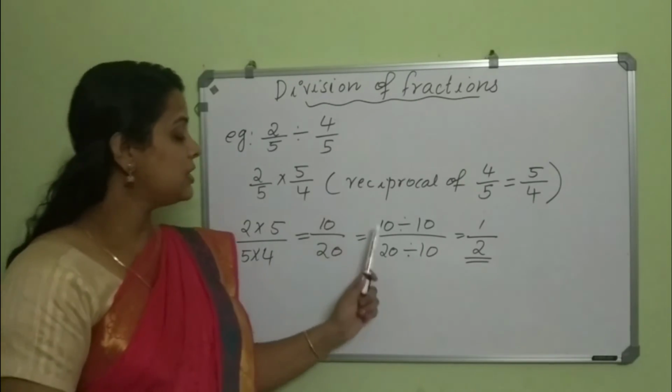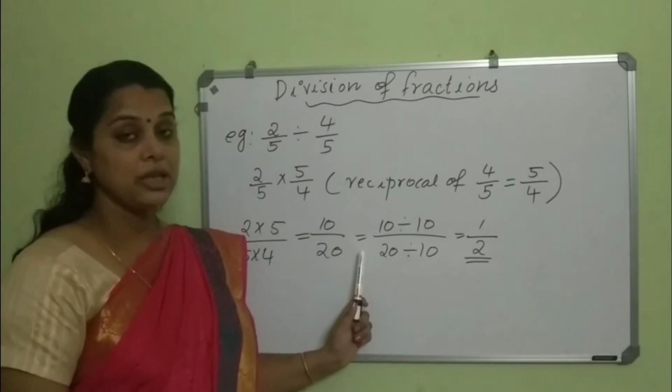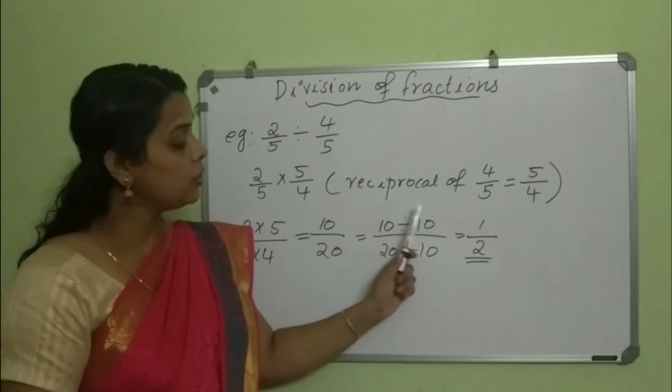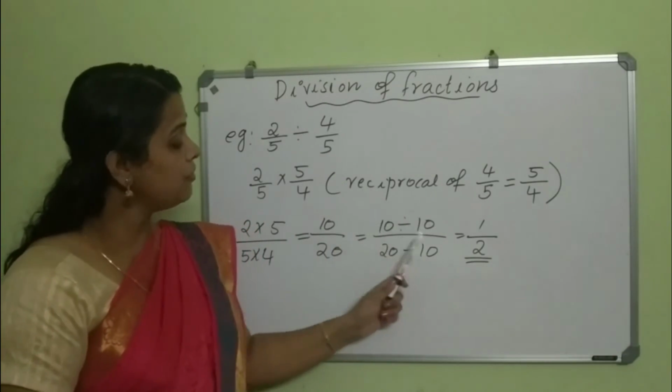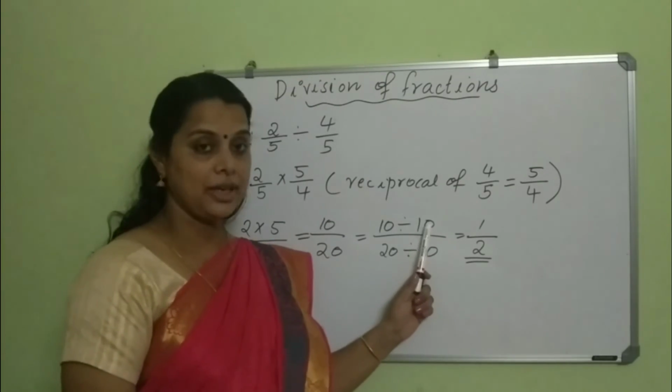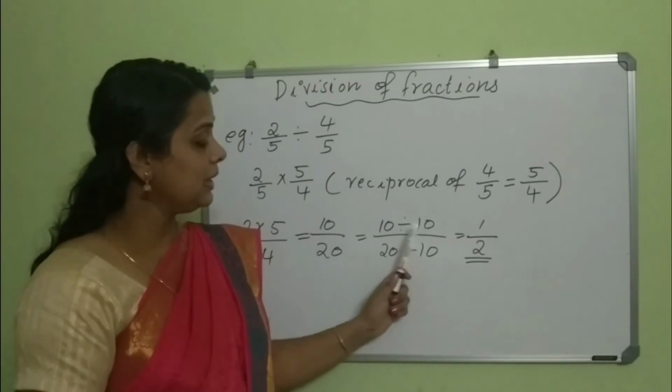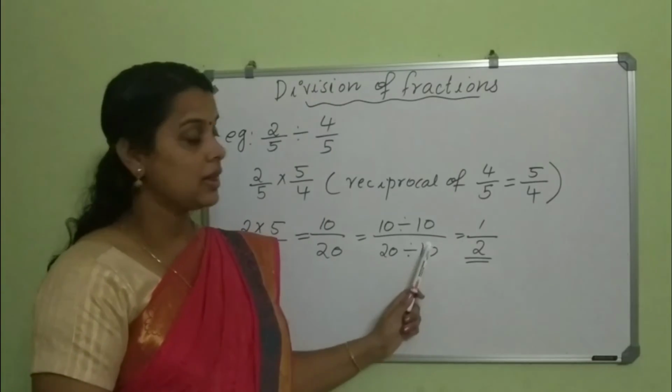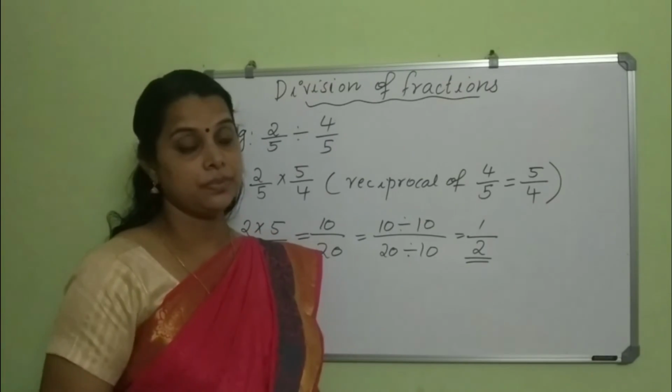Now we need to change this fraction into its simplest form. So we need to divide by the HCF of 10 and 20. We know 10 is the highest common factor. That is 10 divided by 10 and 20 divided by 10. That is 1 by 2.